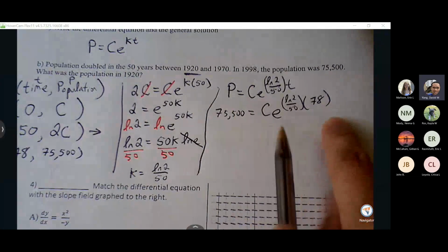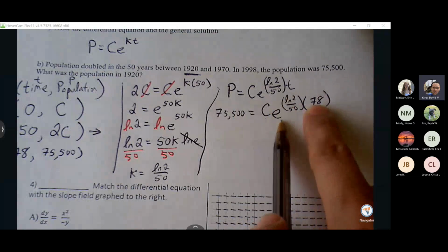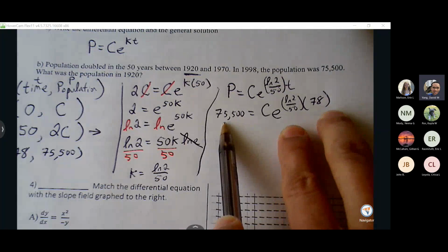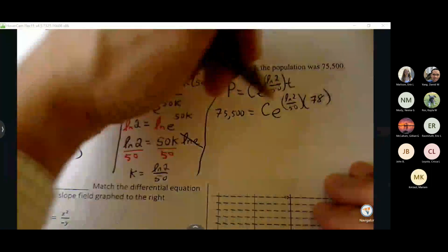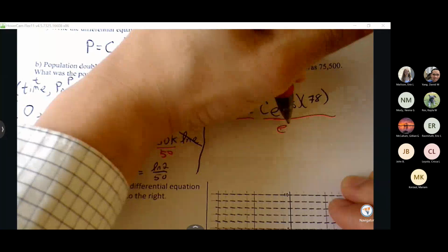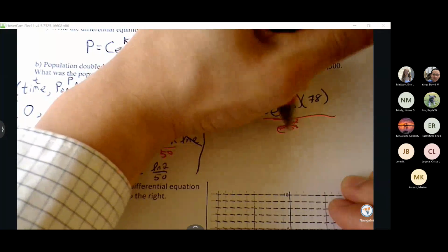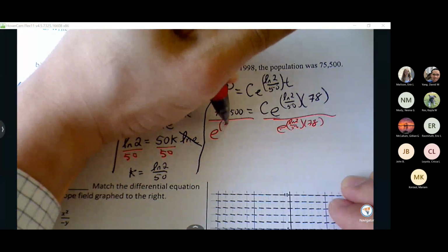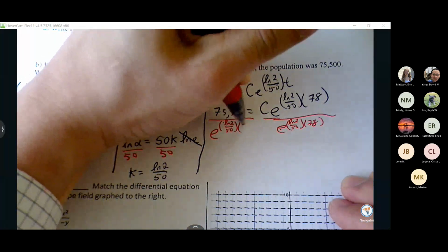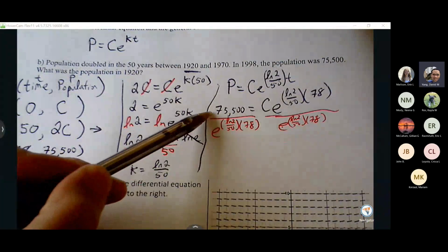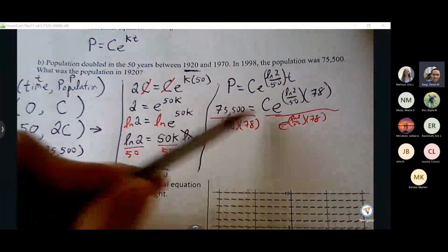Okay, so now all we need to do is find what this number is and divide that number over. 75,500 divided by this will give us our C value. So this divided by this mess of a number.